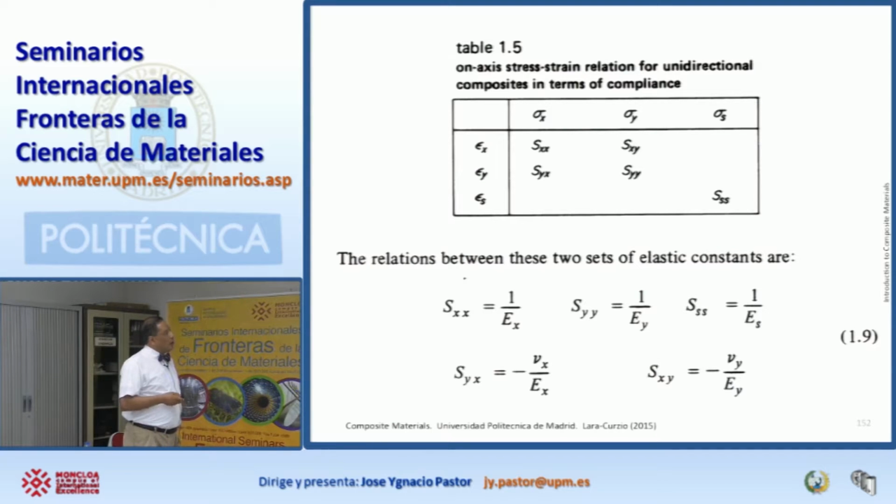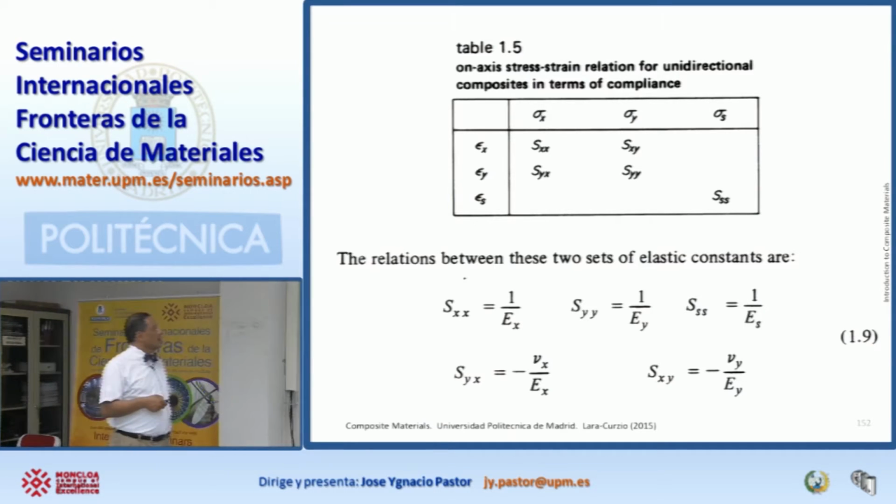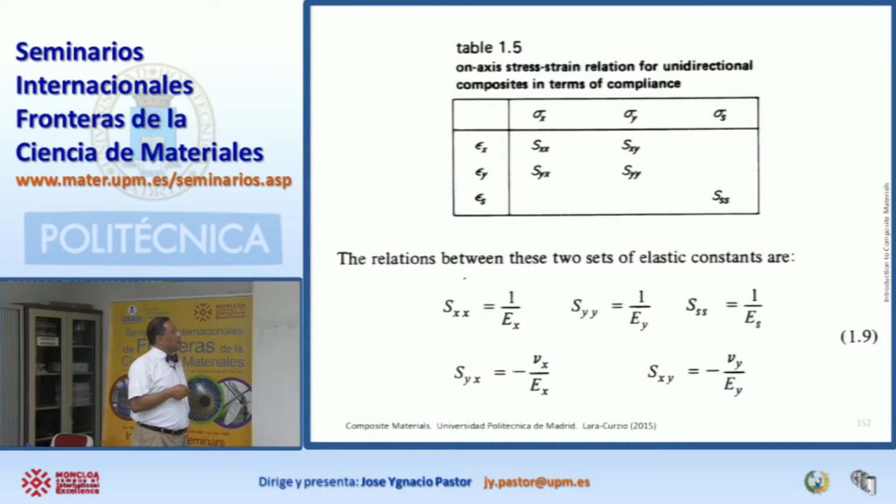So one way of doing this is introducing something called the compliance terms. These compliance terms are defined by these letters S. I think this comes from the German. Compliance, they say, well, why don't you use C for compliance? So it's been traditional to use S values for compliance.